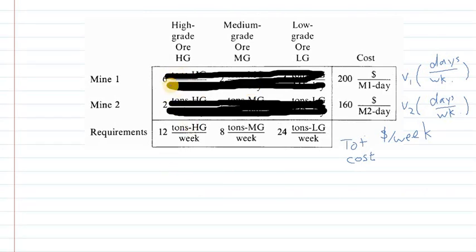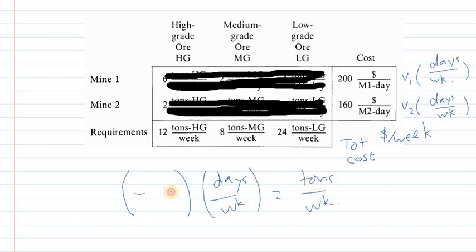Now, what about these numbers here that I blacked out? Well, remember that these now are your constraints. So these units have to be consistent in order to get this unit. This unit times days per week must be tons per week. Whatever units these are times the variable, which is days per week, must give me tons per week. So I'll just put here variable times days per week equals tons per week.